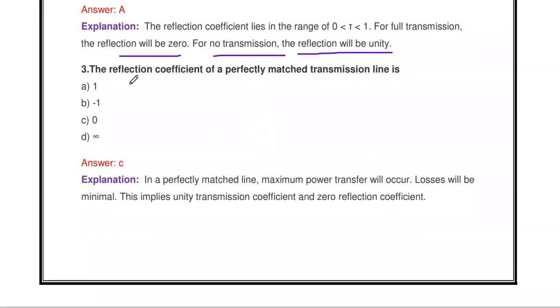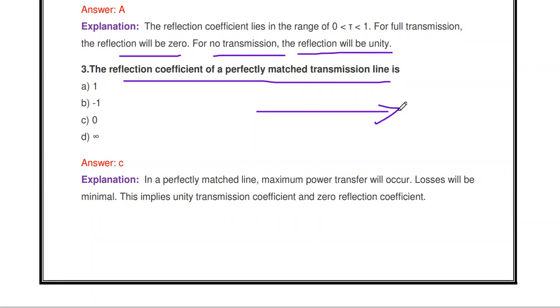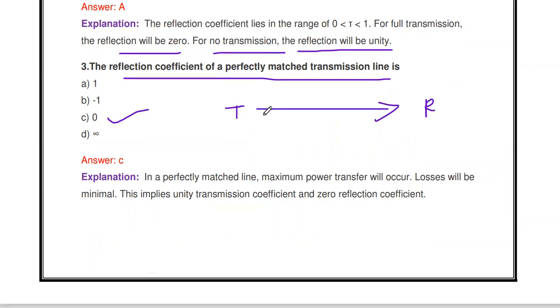Then the next one: the reflection coefficient of a perfectly matched transmission line is dash. A perfectly matched transmission line means 100% of the signal is transmitted from the transmitter to the receiver, so there are no reflections from the receiver to the transmitter. In that case, what is the reflection coefficient? It should be 0. For a perfectly matched transmission line, the reflection coefficient is 0.